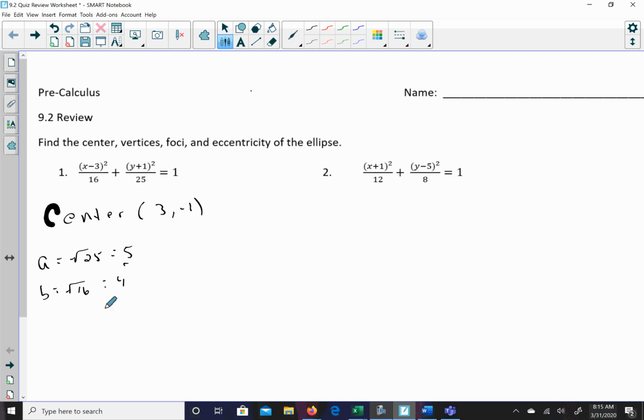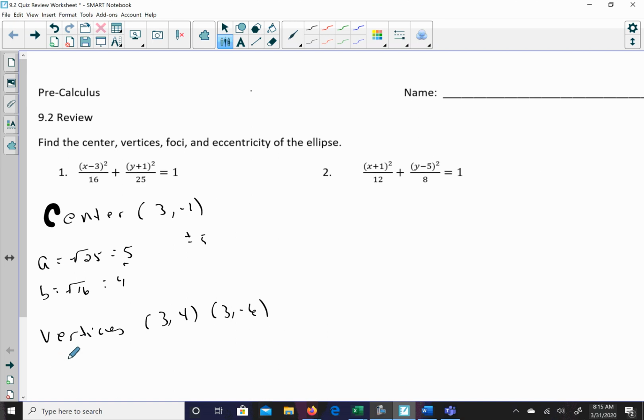So to find the vertices, I'm going to add and subtract 5 to that y coordinate. So I'm going to end up with 3. When I add 5, that will be 4. And when I subtract 5, that will be -6. So my vertices are (3, 4) and (3, -6). And those are my major vertices.